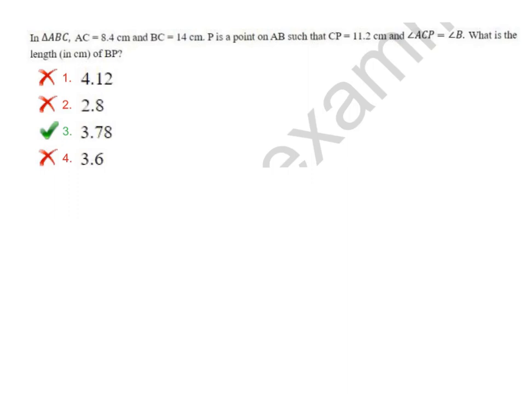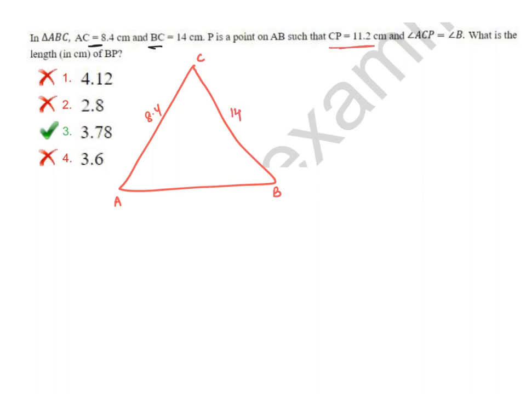In a triangle ABC, AC is 8.4, BC is equals to 14. Common point is C. So I'm drawing the triangle as C as the topmost point. Now this is AB. AC is 8.4. BC is 14. P is a point on AB such that CP is 11.2. So I can say CP is 11.2. ACP is equals to angle B. So ACP is angle B.